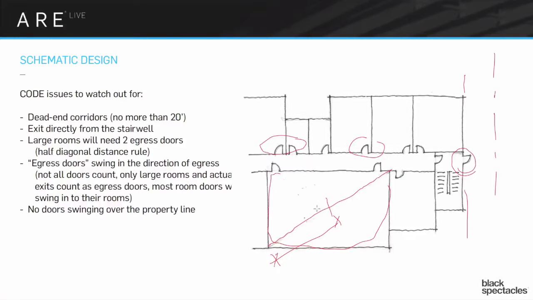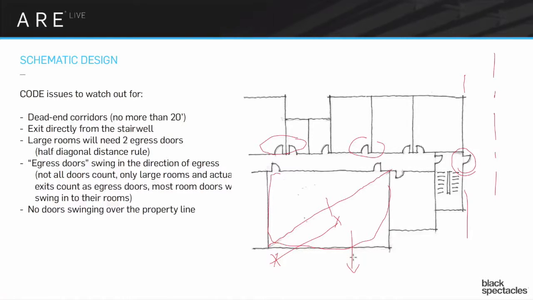It could also be that both are going into the corridor. It could also be that one is going into the corridor and one is going directly to the outside. So it doesn't have to be always to the corridor. It could also be one to the outside. It can't be that both go to the outside because obviously you need to be able to get into the room from the corridor.